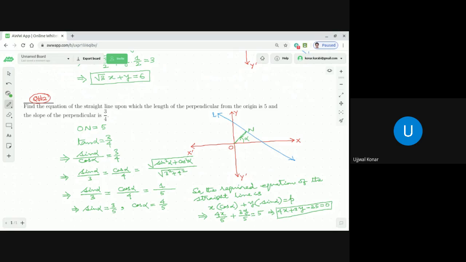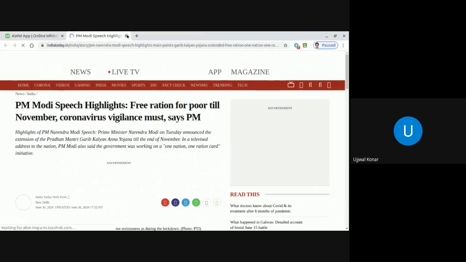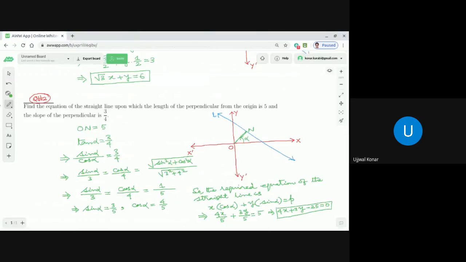I hope it is clear, dear students. Any smallest doubt, never hesitate to let me know. So now this is all about the different forms of the straight line.